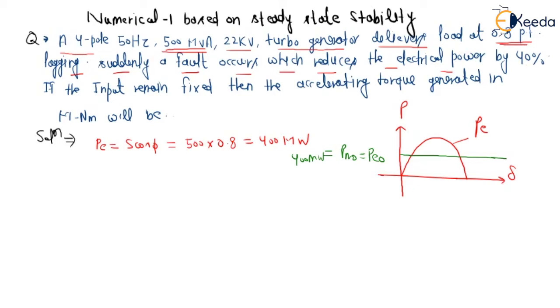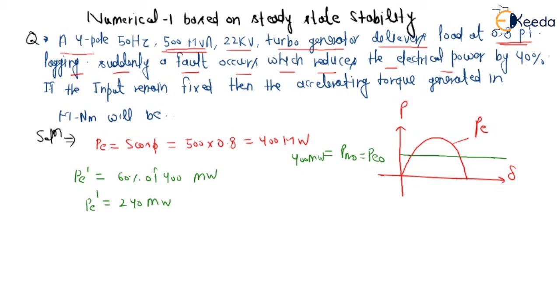Now what is happening exactly? If suddenly a fault occurs which reduces the electrical power output by 40%, means PE has been reduced by 40%, means PE dash will be equal to 60% of that 400 megawatt. So this will be equal to 240 megawatt. PE dash has become 240 megawatt.